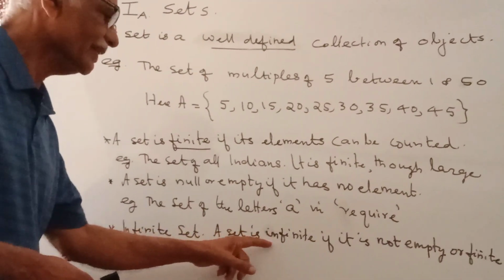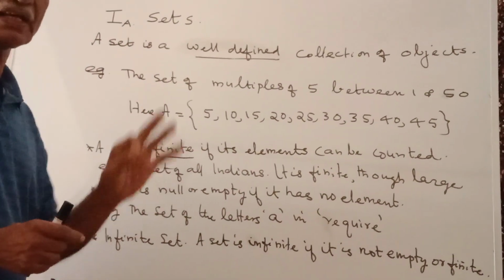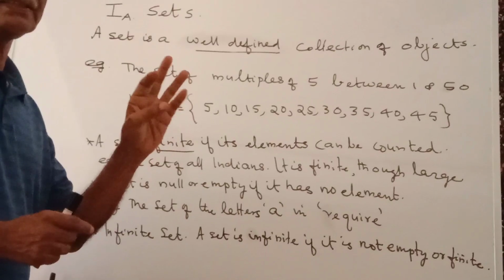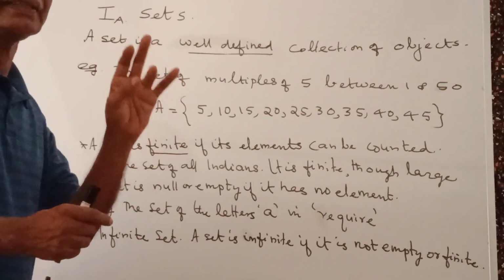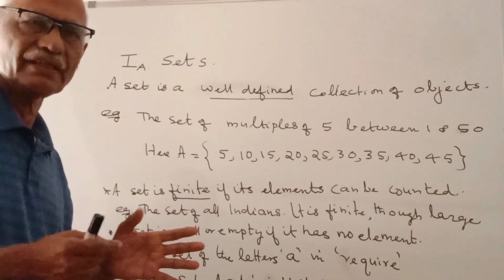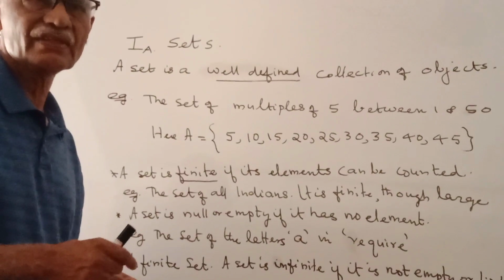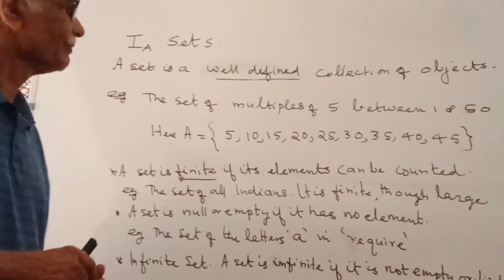Infinite set. A set is infinite if it is not empty or finite. So there are three situations. A set is finite, a set is empty, or a set is infinite. Empty set is also finite because it does not contain any element, or it contains zero number of elements.